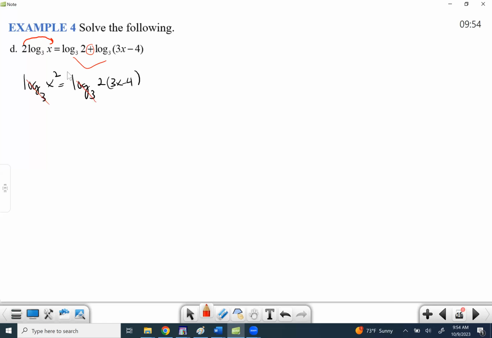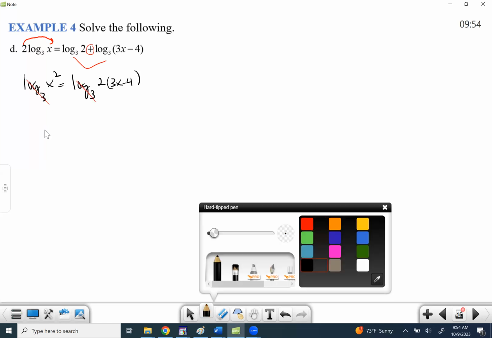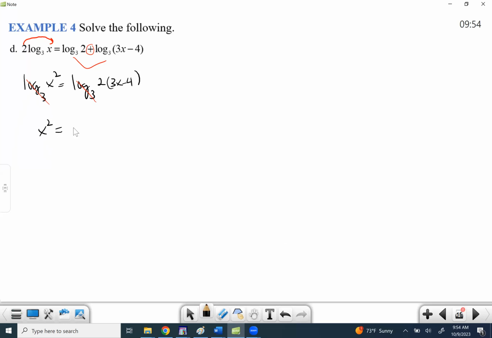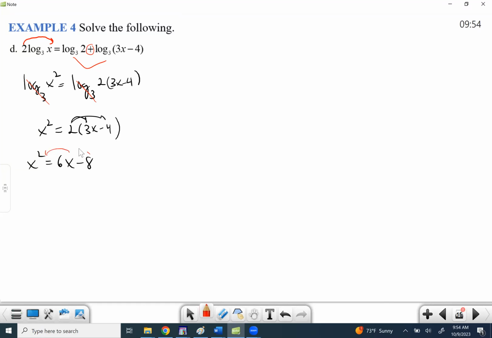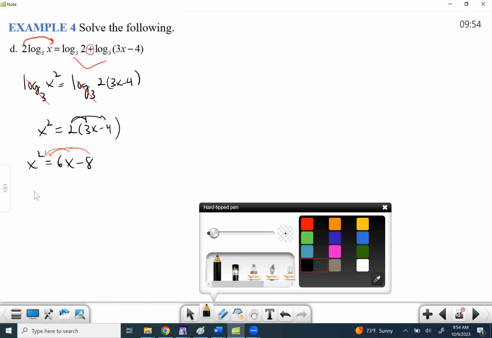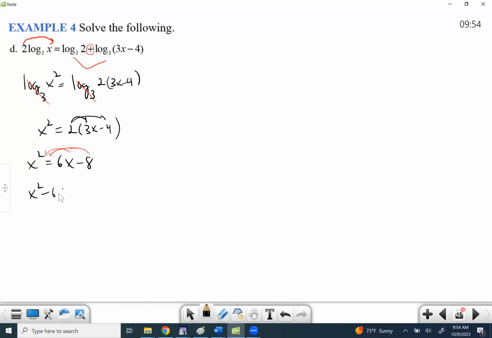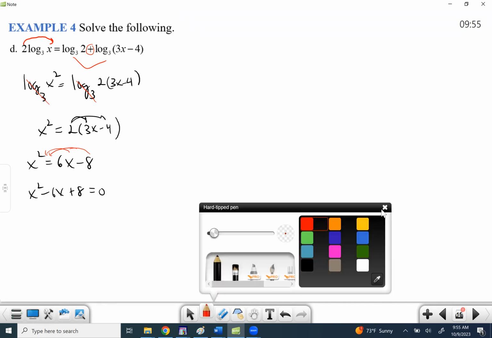So we can get rid of the log portion and just set the arguments equal: x squared equals 2 times the quantity 3x minus 4. Okay, so I'm going to go ahead and distribute that too. And then we're going to get everybody on one side. So we're going to move both of these over to the other side, right? So we've got x squared minus 6x plus 8. Got to change their signs when you cross the equal sign.